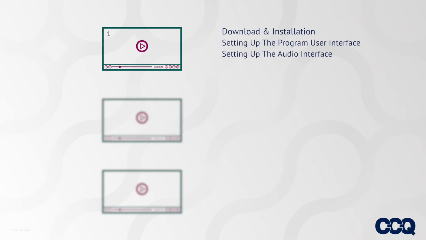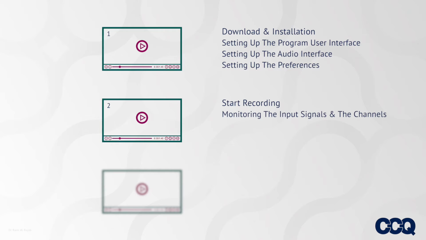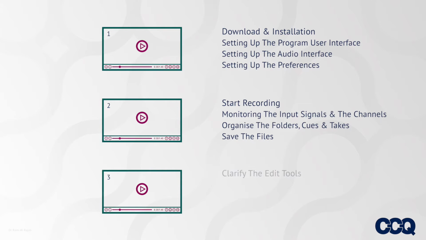This chapter is divided into 3 sections. In this first section, I'm going through the download and installation process, organizing the program user interface, then setting up inputs and outputs, and the preferences. In the second section, we are going to record audio, monitor the input and the output levels, then organizing the folders, cues and takes, and save the files. And the last section is dedicated to the editing process, an overview of the editing tools, how to use the effect, especially the noise reduction effect, then adding labels and exporting the files.